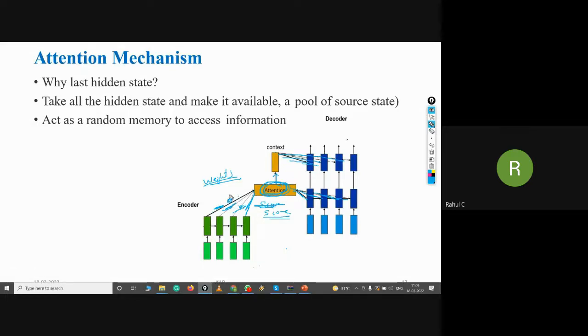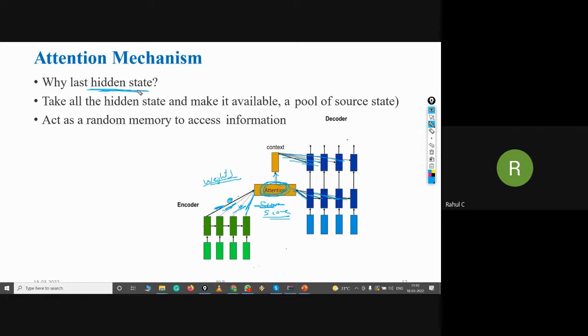The neural network itself is finding weights and giving more importance to some words, and according to that you are putting an attention mechanism, an attention score. From the attention you can produce the translation. So why the last hidden state? Take all the hidden states and make it available, a pool of source states. That is the main motivation behind this one.